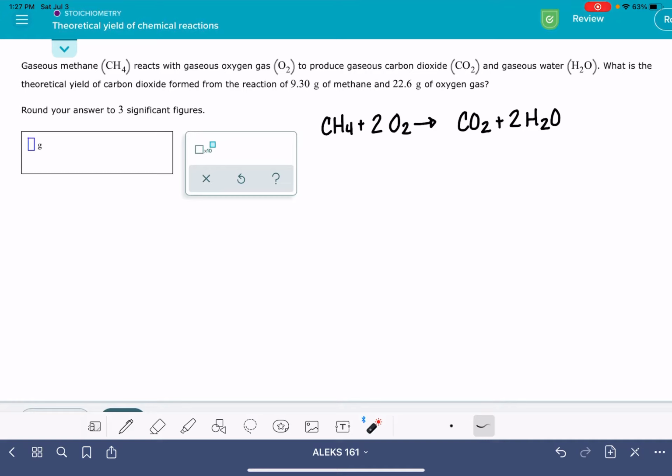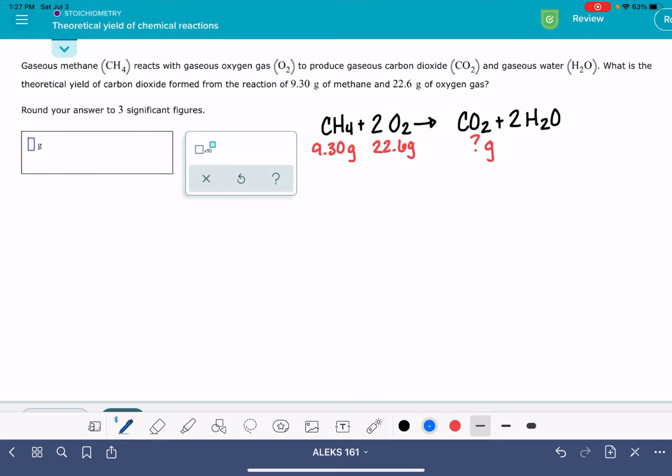So this problem is asking us, what is the yield of carbon dioxide? So that means how much are we making? It wants us in units of grams. How many grams of CO2 are we making from the reaction of 9.3 grams of methane? So we have 9.3 grams of this molecule and 22.6 grams of the oxygen gas. So this problem is actually really tedious, not hard, but tedious. This problem is going to require us to do 2 separate calculations.